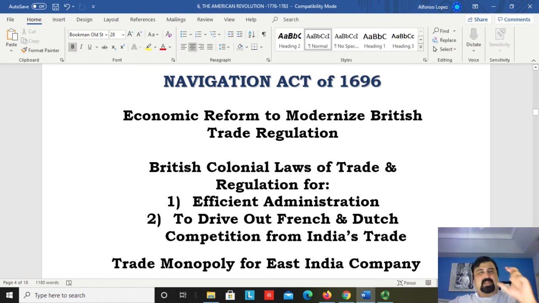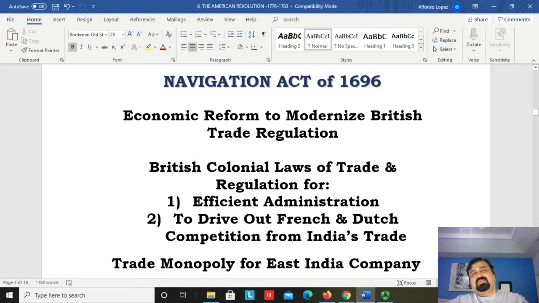So therefore, they introduced what is called the Navigation Act of 1696. Okay, the Navigation Act of 1696 was an act of Parliament that established that trade had to be monitored quite closely with the Indian subcontinent, because this is now part of Great Britain. It has become a British colony now.